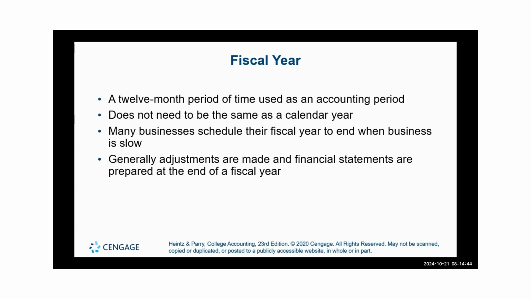A fiscal year is a 12-month period. We talked about this in an earlier chapter. It doesn't have to be the same as a calendar year, but businesses schedule their fiscal year to end when business is slow. So for here at SCI, I've talked about our fiscal year is July 1st through June 30th.